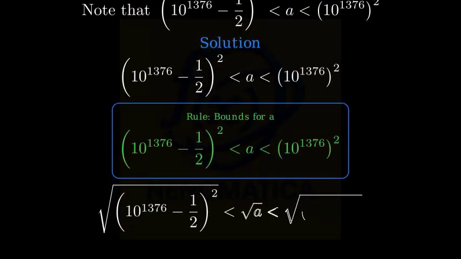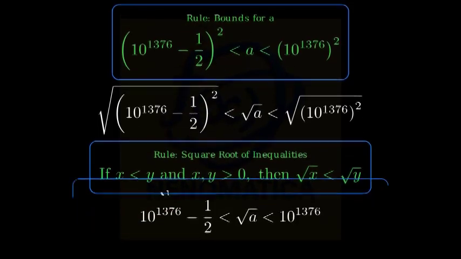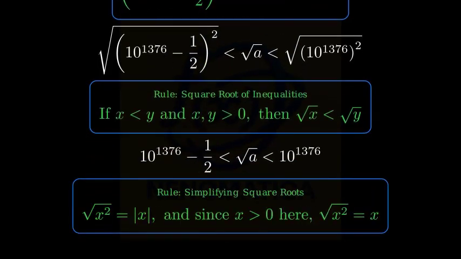Taking the square root of each part of the inequality, we get that the square root of a is between 10 to the power of 1,376 minus 1/2 and 10 to the power of 1,376. Simplifying the expression under the square root, we get that the square root of a is between 10 to the power of 1,376 minus 1/2 and 10 to the power of 1,376.